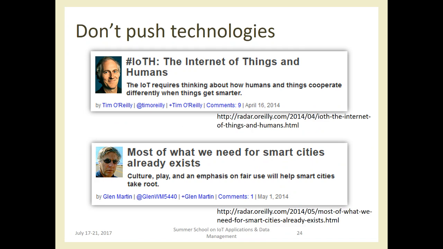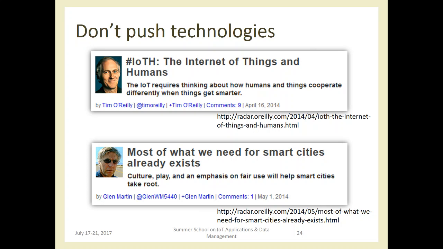I have two tweets that I like, from 2014. O'Reilly is one of the biggest publishers of technical publications, and every year he organizes conferences about open source and so on. He says the IoT should not be just the Internet of Things, but the Internet of Things and humans. It requires thinking about how humans and things cooperate differently when things get smart. So you have a much smarter system, but then the user is not considered in designing the system. This is a very big design mistake.